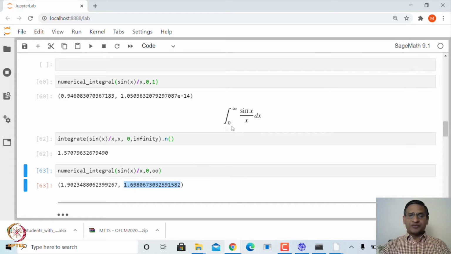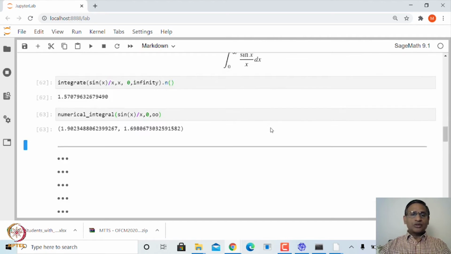So, again, when you want to compute a numerical integral, even with Sage or for that matter any other software of this kind, you should be careful. Okay. So, now the question is, how does one find such an integral? For example, how does Sage Math find this kind of integral?